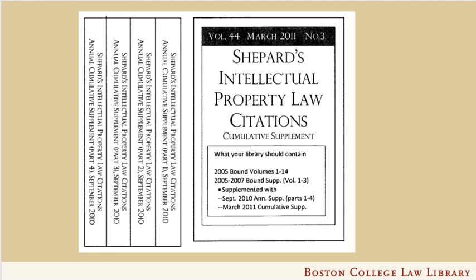In addition to the bound volumes, there are paper supplements in 2 colors. There's a currently 4-part yellow cumulative supplement that contains citations from the printing of the 2005-2007 bound supplement until October of 2010. Finally, there's the red March 2011 pamphlet we used to make sure we had a complete set. To completely Shepardize a copyright or trademark, you need to look in the last yellow pamphlet and also the red pamphlet.